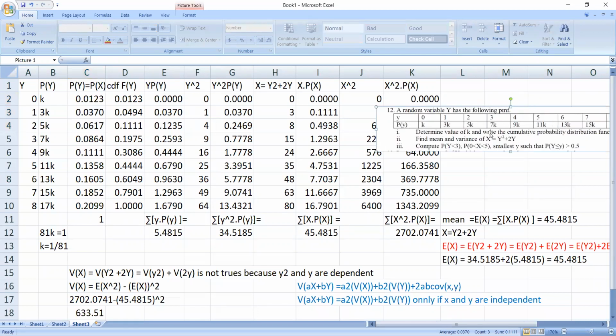Sir, question 12, sub-question 3, the last one, please say it once more. Pick a y such that it is the smallest and it satisfies this condition. What is the condition? P of Y less than or equal to y greater than 0.5. Which y satisfies that condition? What is the meaning of P of Y less than or equal to y? Distribution.